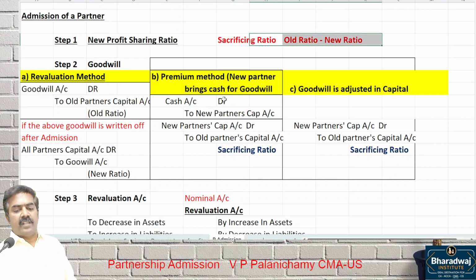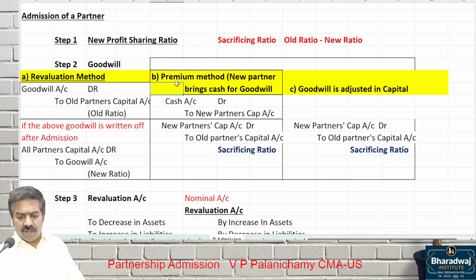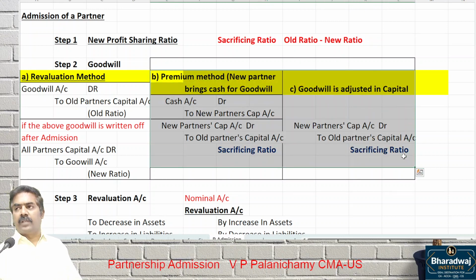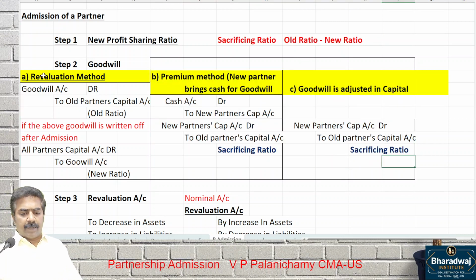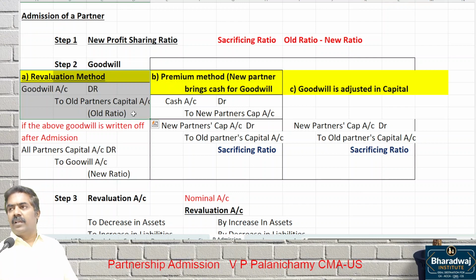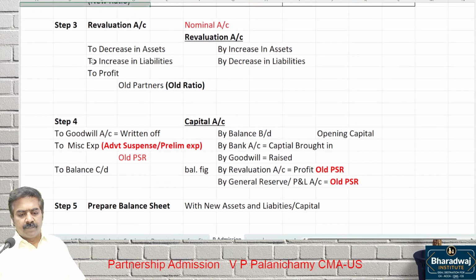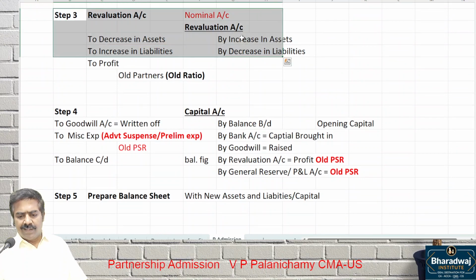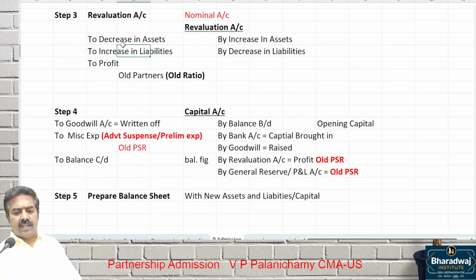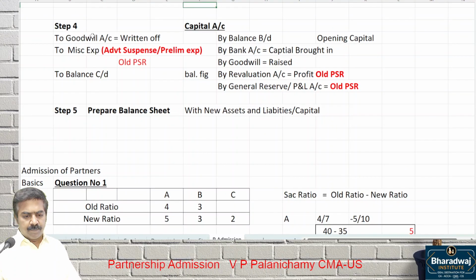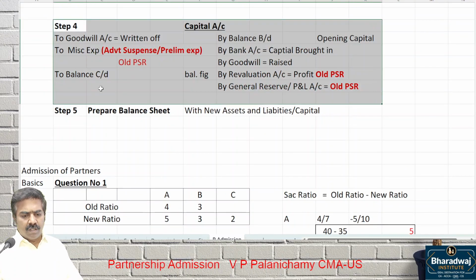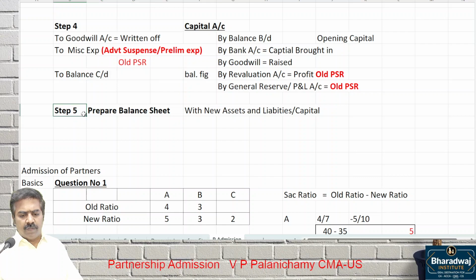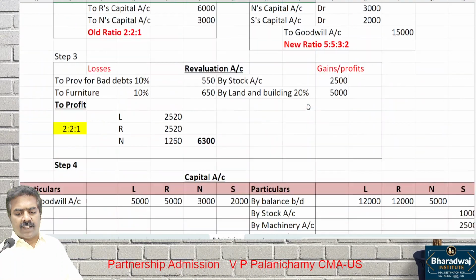When is sacrificing ratio required? When you follow which method? Premium method or goodwill is adjusted through capital. Revaluation method, raise the goodwill in old ratio, write off the goodwill in what? New ratio. Revaluation account is a nominal account. Credit the gains and debit the losses. Profit is shared in which ratio? Old ratio. We prepare the capital account, then we close the capital account. We prepare the balance sheet with new assets and liabilities.